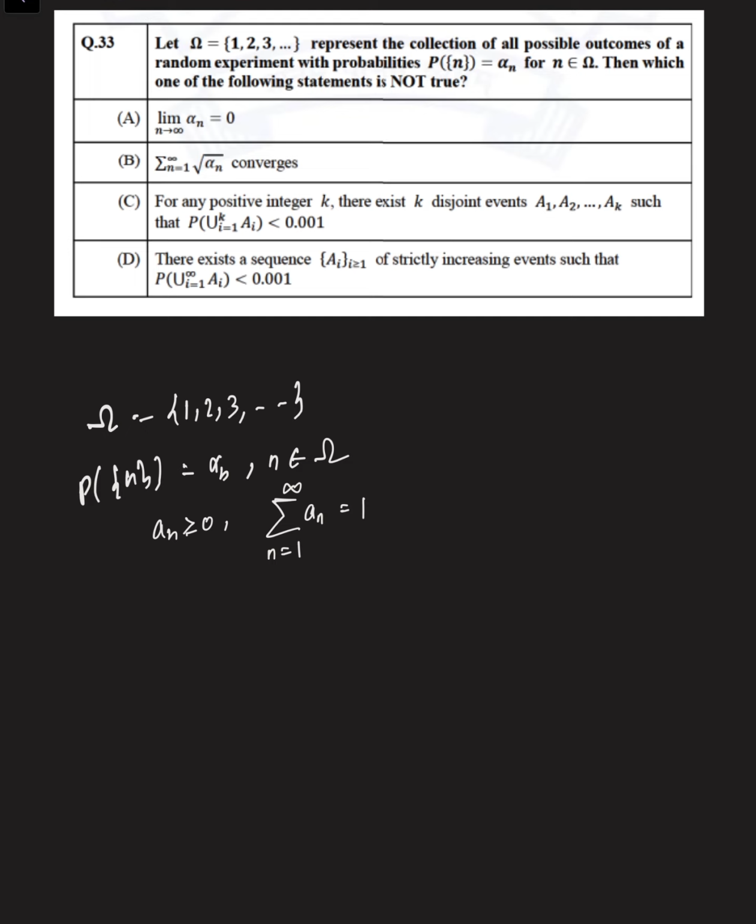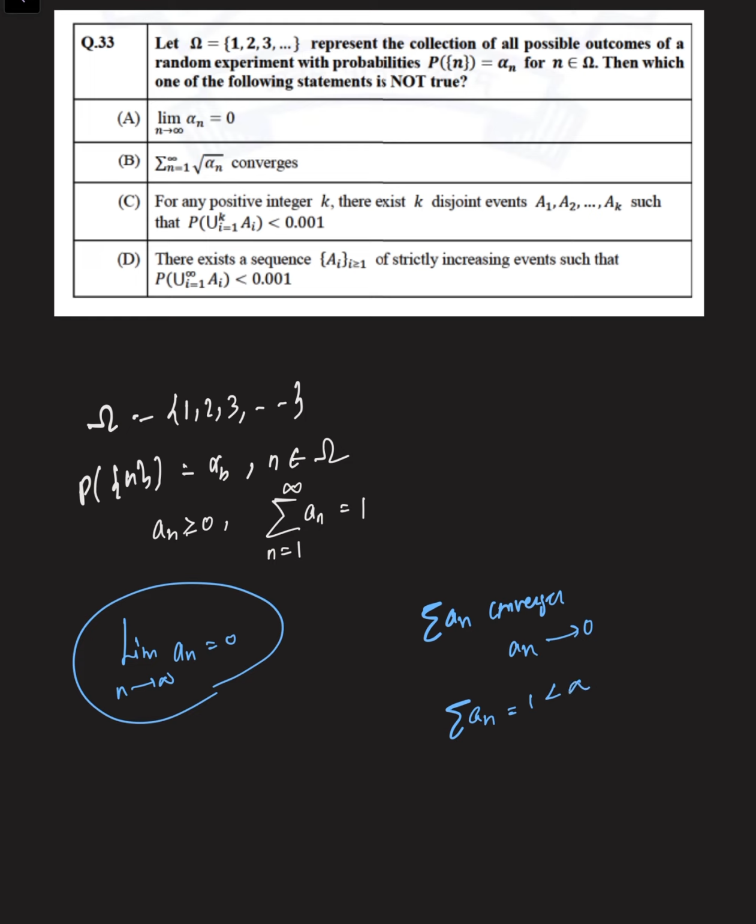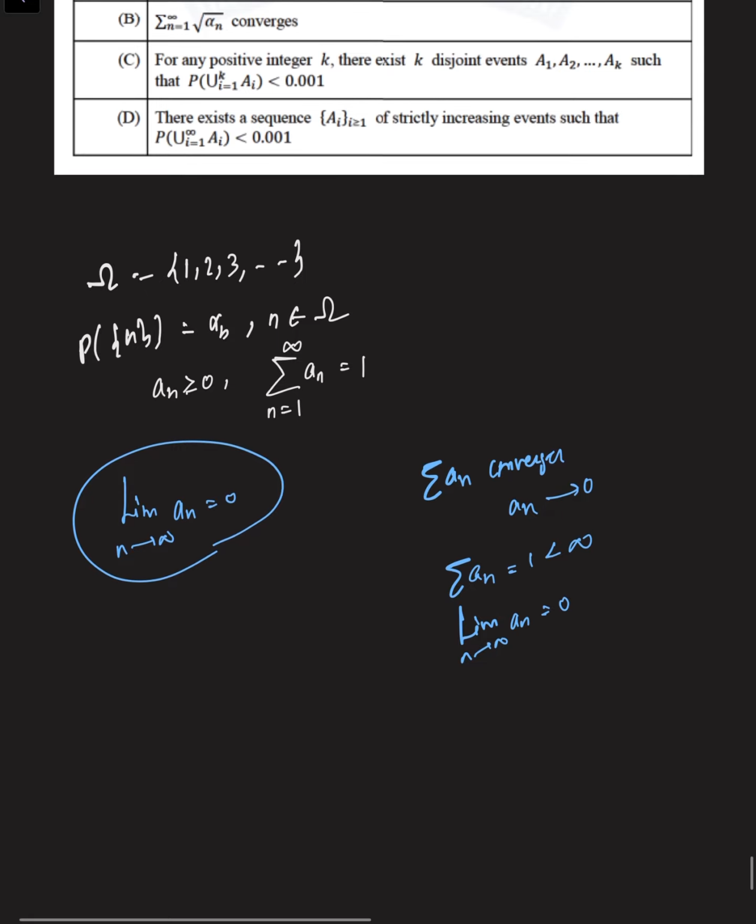So we need to find which of the following statements is not true. If we consider the first option, we have limit n tends to infinity, alpha n tending to 0. So limit n tends to infinity an must be 0, because if summation an converges, then this an must tend to 0. So we know that summation an is 1, which is less than infinity. So that means limit n tends to infinity, an must be 0.